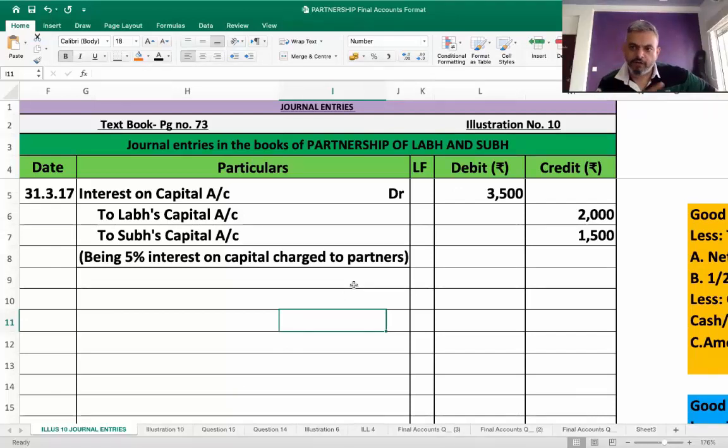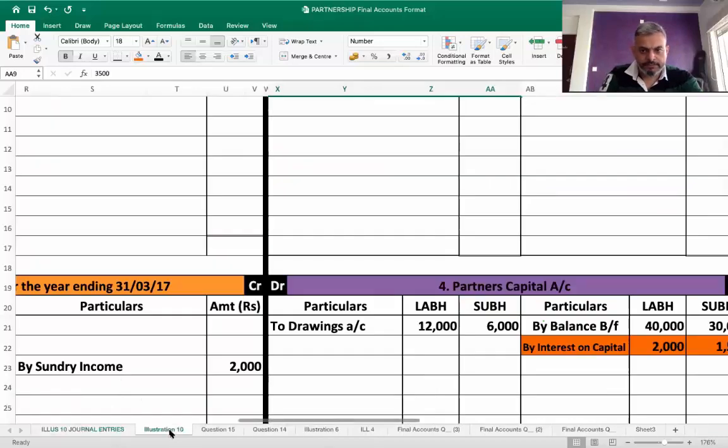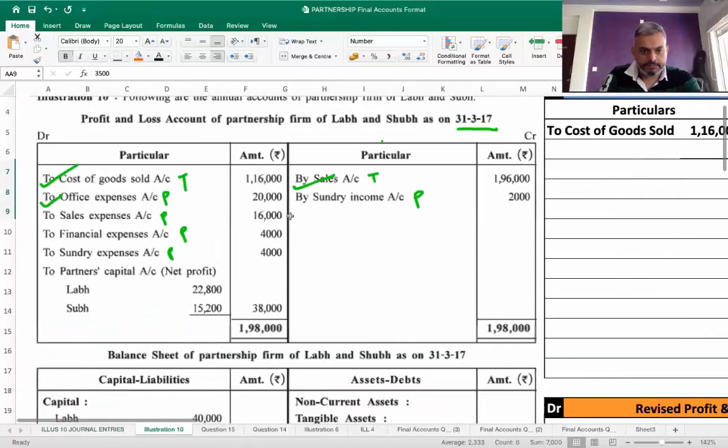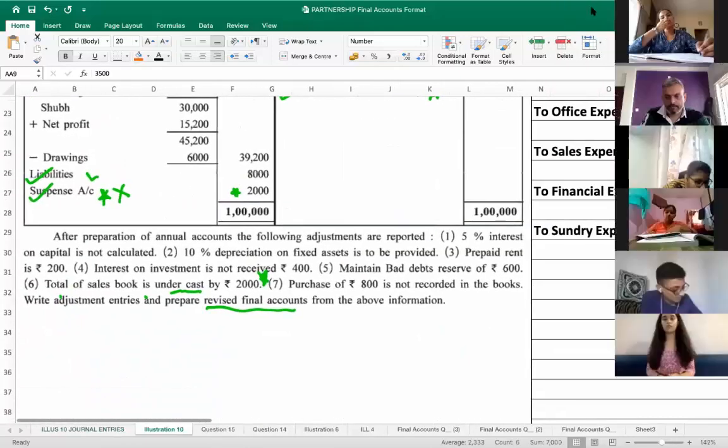Ideally, we should have also written the entry for transfer of interest on capital to P&L appropriation. But because it's an illustration and the transfer entry is not given, I'm not writing it. Okay, ideally we should write that as well. But because it's an illustration, we are following the textbook. Proceed ho gaya sabka? Next one.